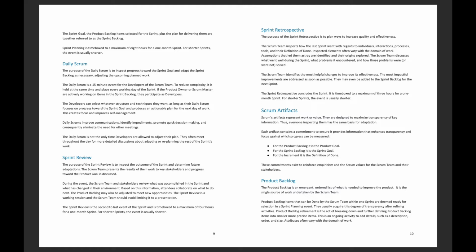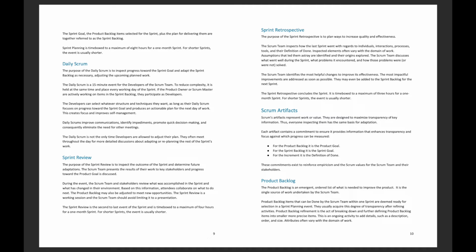The sprint goal, the product backlog items selected for the sprint, plus the plan for delivering them are together referred to as the sprint backlog. Sprint planning is time-boxed to a maximum of 8 hours for a one month sprint. For shorter sprints, the event is usually shorter.